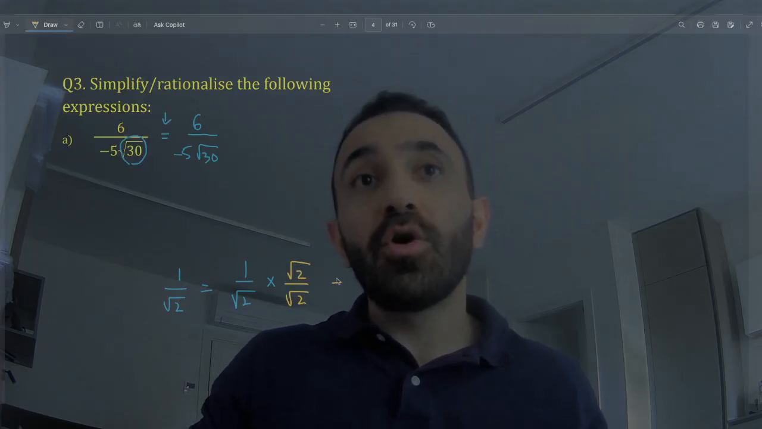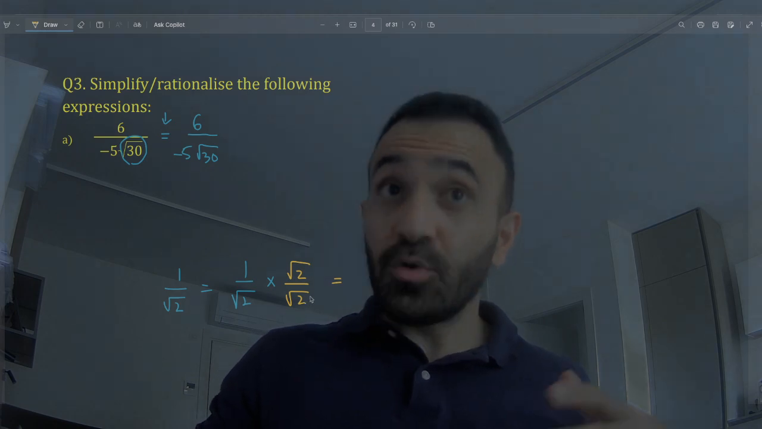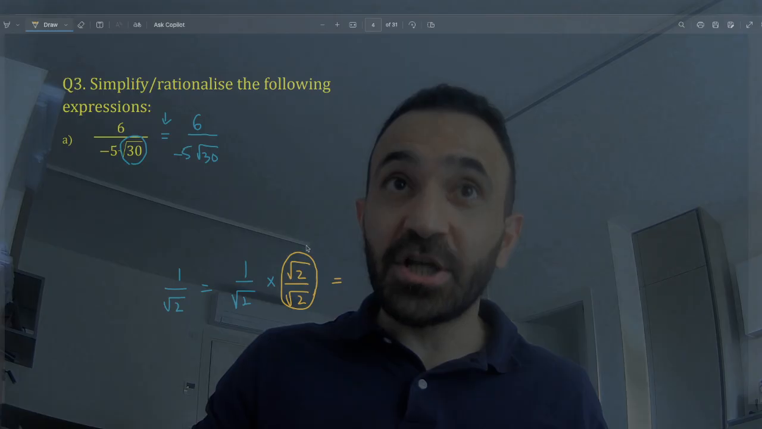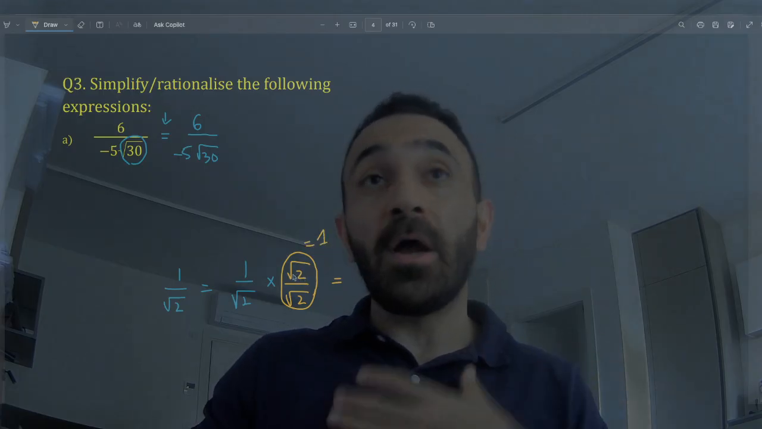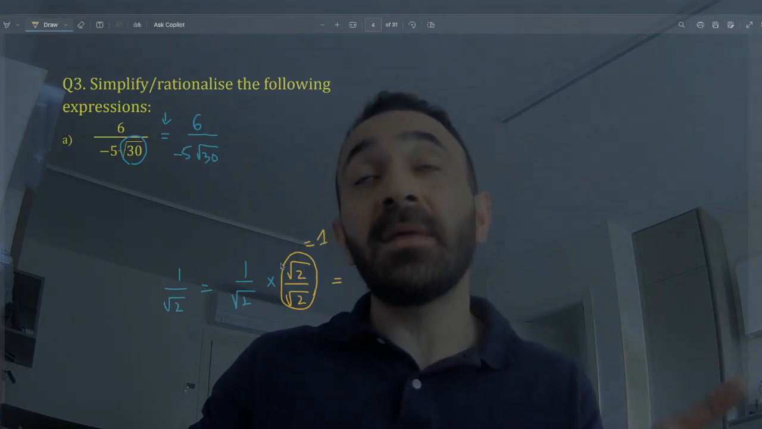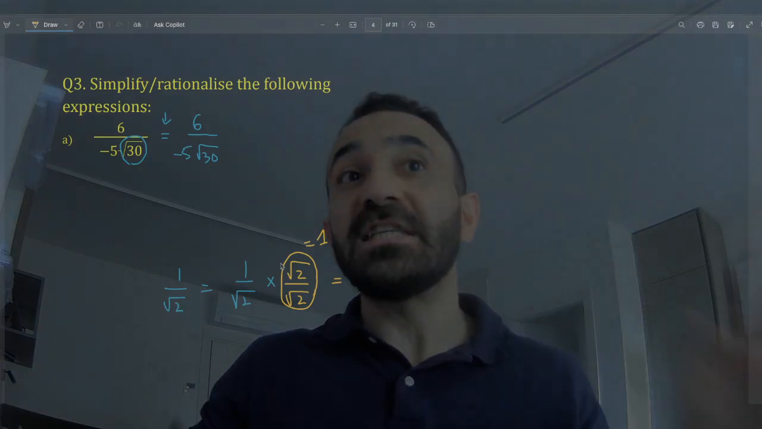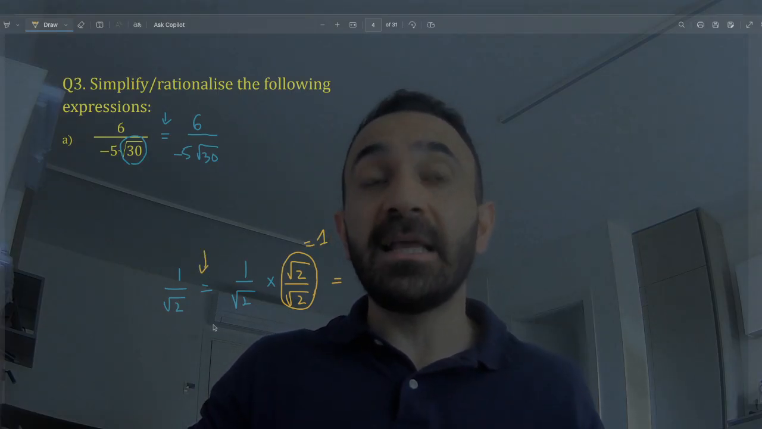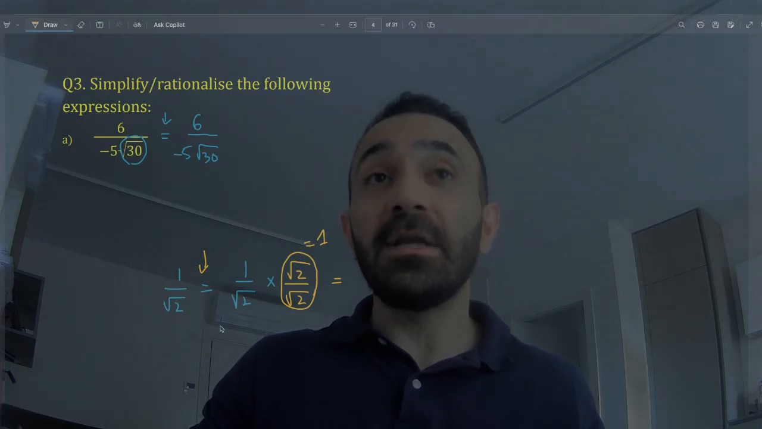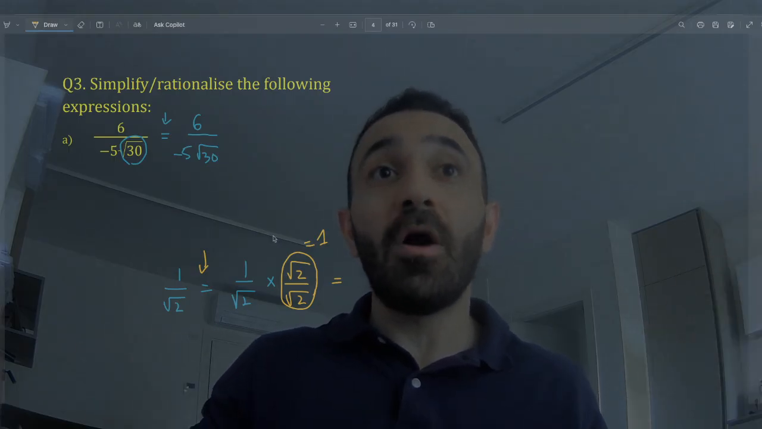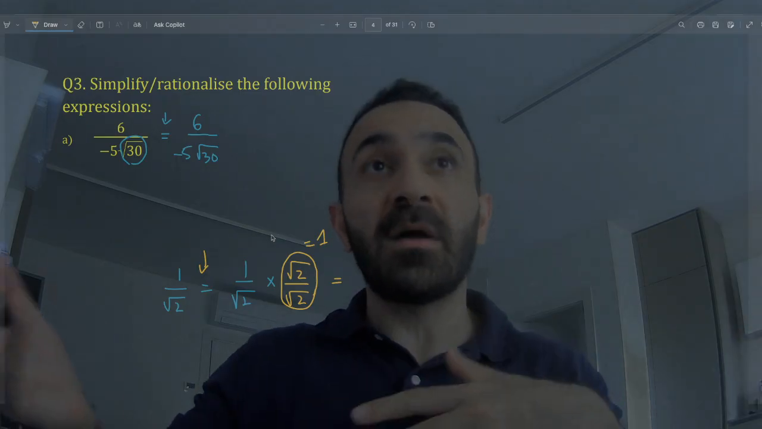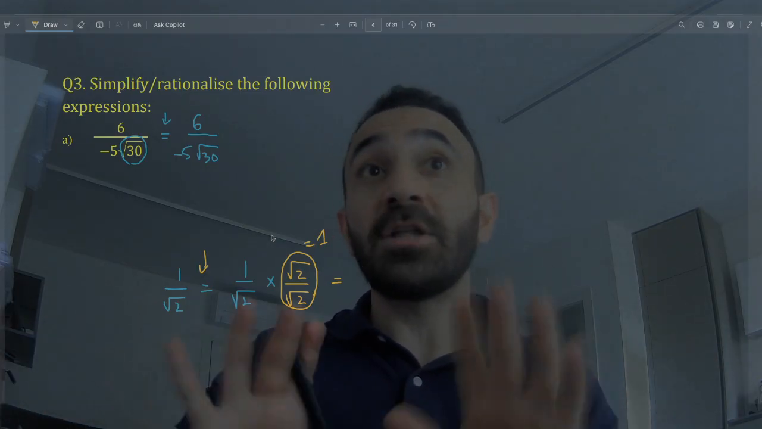Okay, so why am I allowed to do it? Yes, because this fraction equals 1 and I can multiply any value by 1 because it's going to be the same value. So I'm not changing its value. This equality is still here and it's a valid equality. So I'm not changing the value, although it seems that I'm multiplying by something.